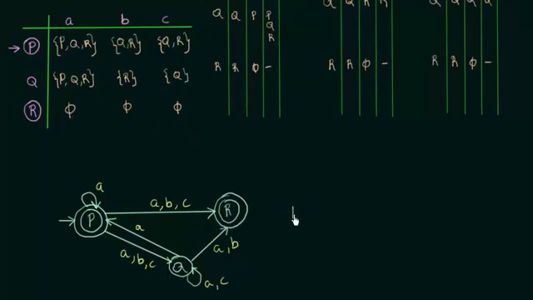So now we have completed the NFA. We have drawn the transition diagram for the NFA, which is equivalent to the epsilon NFA that was given in our question. So I hope that was clear to you.